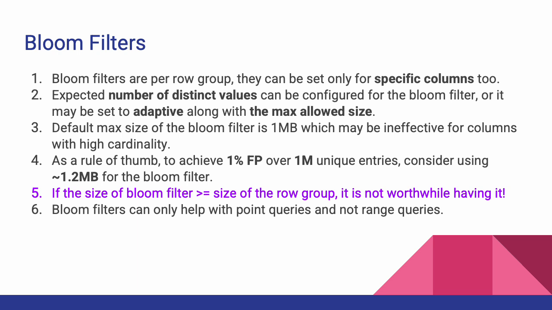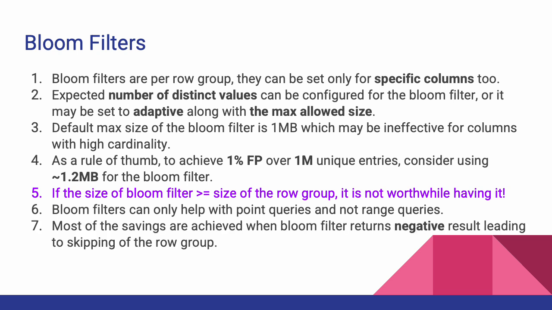And Bloom filters have another limitation, that they are suited only for point queries. So if you're looking for an exact value of a column, then you can get a yes or no as a result from the Bloom filter. But if you are trying to search for a user ID between 100 and 200, that kind of range query can't be answered by the Bloom filter. And most of the savings happen if the Bloom filter says no, which means that the column value you are trying to search for is definitely absent.